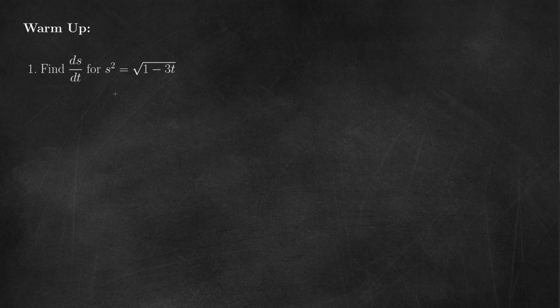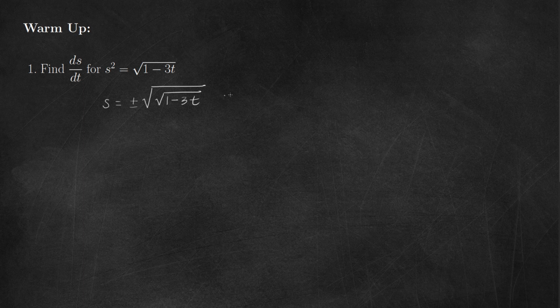Now if we wanted to, we could solve this equation for s first and then just take the derivative. If I tried to solve this for s, I would take the square root of both sides and I would get s equals plus or minus the square root of 1 minus 3t. That looks pretty complicated, and I'm not sure I want to take the derivative of that right-hand side.